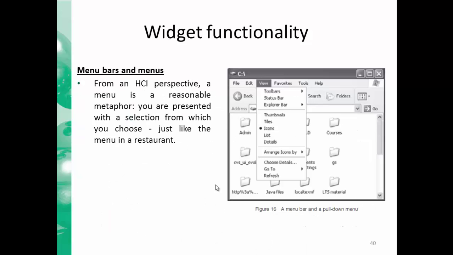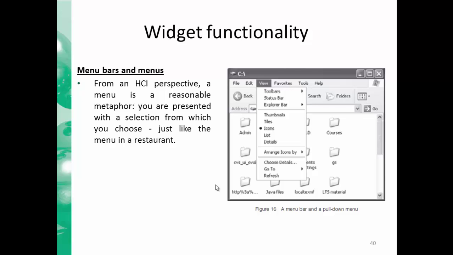From the HCI perspective, the menu is a reasonable metaphor, a familiar one. When you go to a restaurant, you will have a menu that you select from. And here we are giving you a menu of functionalities related to the menu name that you can select from.